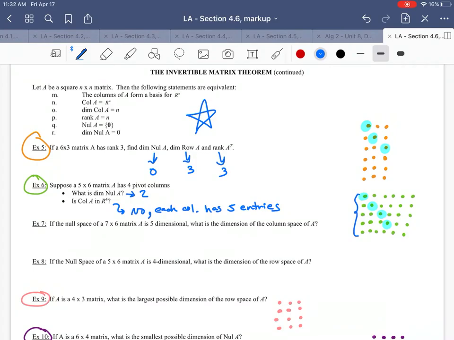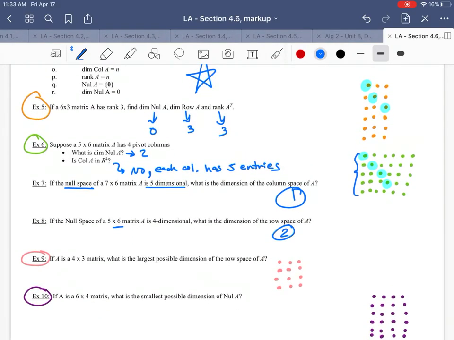Okay. All right, example 7. The null space of a 7 by 6 matrix is 5-dimensional. So the null space is 5-dimensional, which means there are 5 free variables. So if I have 6 columns and 5 of them are free, that means one of them is left to be a pivot. So what is the dimension of the column space? I would have to say 1. Example 8, if the null space is 4-dimensional, 5 by 6. So that means I have 2 columns out of these 6 left to be pivots. So what's the dimension of the row space? 2, because it matches the column space, and that was 2.